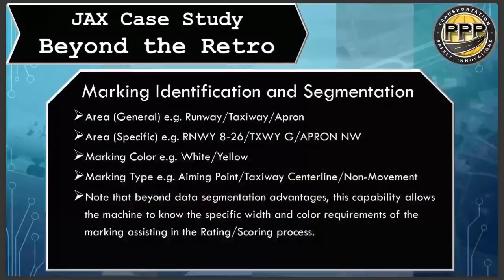So let's look at marking identification segmentation. In 2018, we had a general area: runway, taxiway, apron, and area specific, such as runway 8/26 or taxiway G or apron northwest. We had marking color, white and yellow, and marking type, such as aiming point, taxiway centerline, and non-movement as examples.